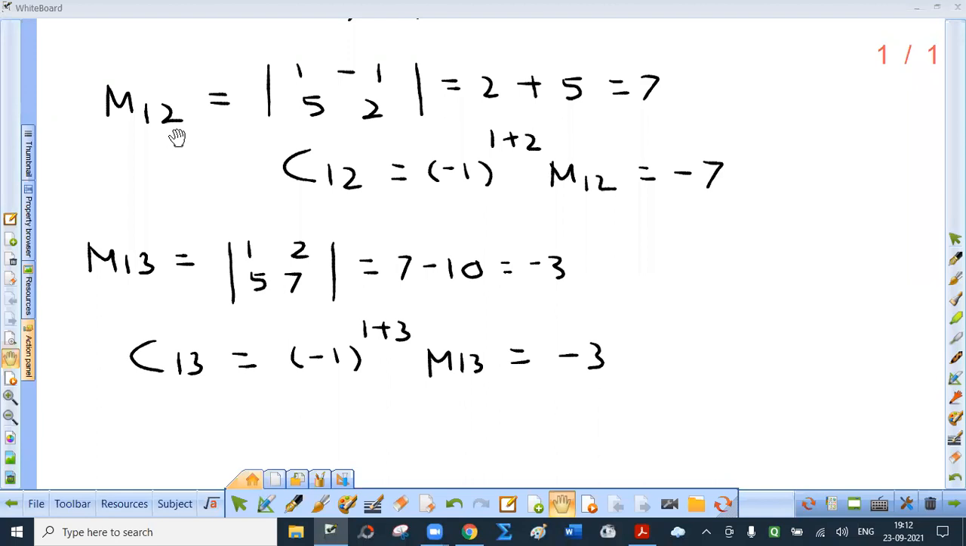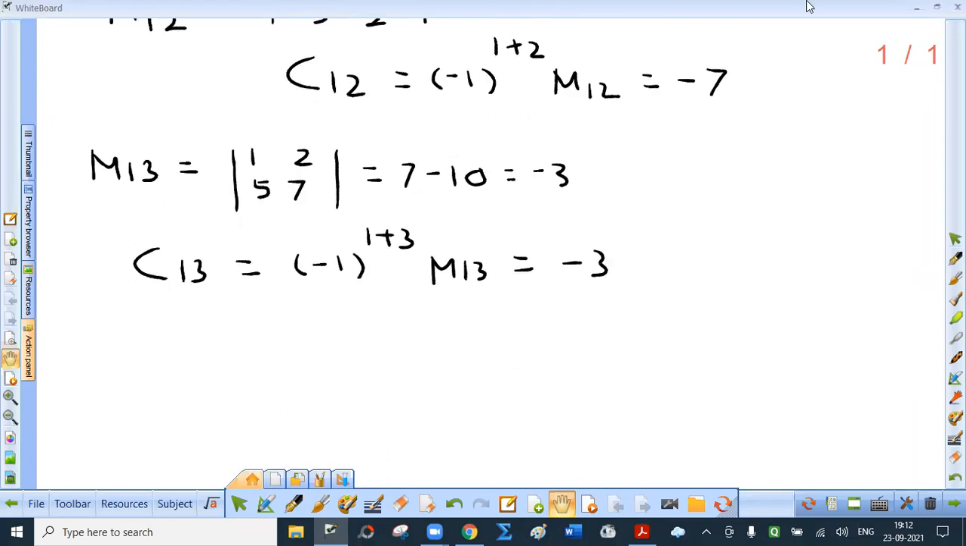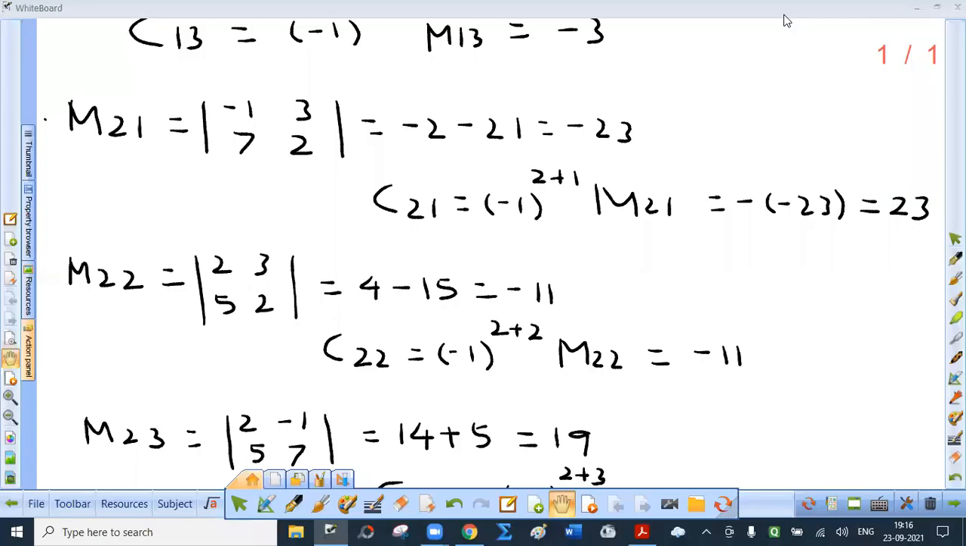Now find out the remaining. Please check this. M12 is this determinant, 7. What is C12? Minus 1 raised to 1 plus 2, that is minus 1 cubed, which is minus 1. So minus 1 into 7, that is minus 7. Similarly, M13 comes out to be minus 3. Find out the remaining. Yes, these are the minors and cofactors.